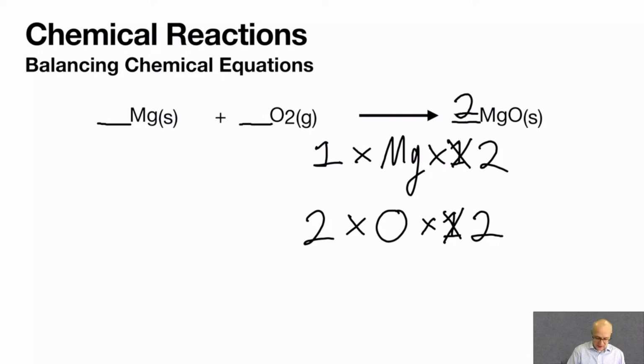Simply come over here to the left-hand side and put the number 2. Okay? And this is now balanced. Let's be careful. Let's double check. Let's always double check. 2 magnesium, 2 times 1, 2 magnesium. 1 times 2 oxygen, 2 times 1 oxygen.